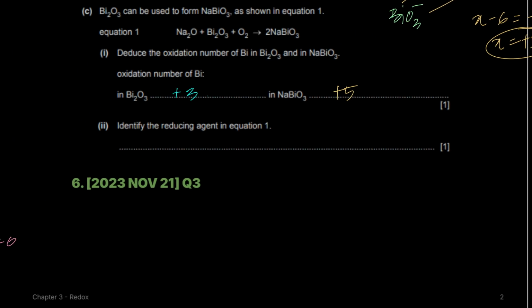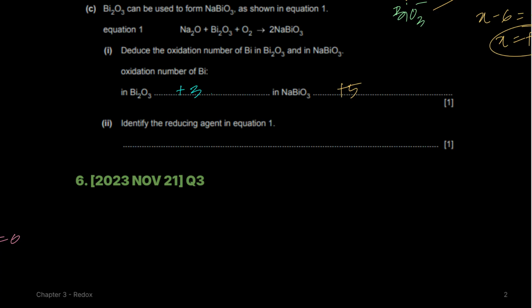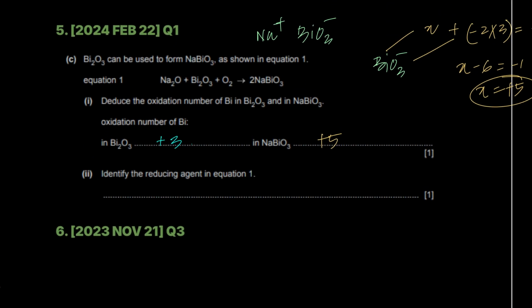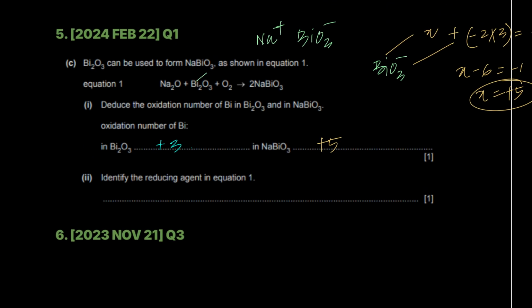And I do not recommend writing Roman numerals, please. Although your examiner would have also shown this, I don't recommend it. It's up to you. You can write it. I don't recommend it. Identify the reducing agent in equation 1. So which one is the reducing agent? This had the oxidation number of plus 3, and then it went from plus 3 to plus 5.